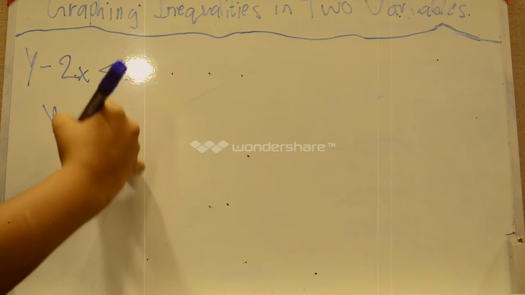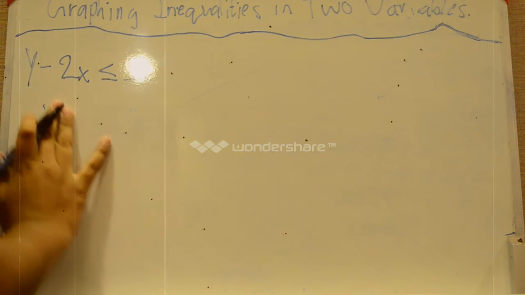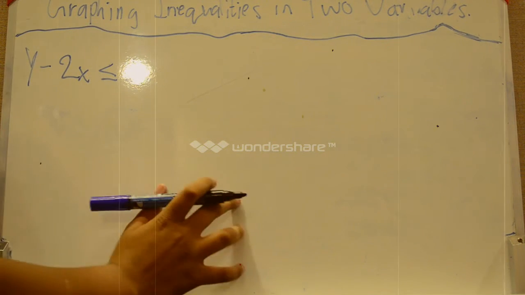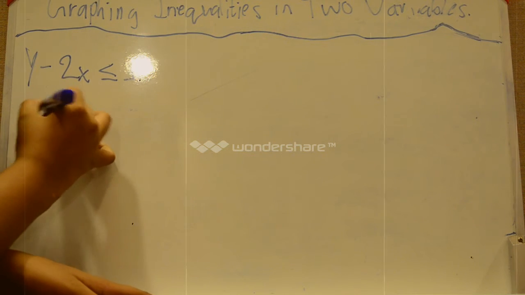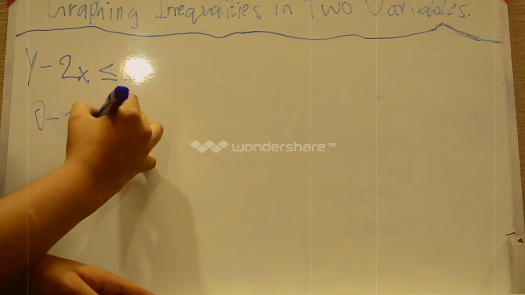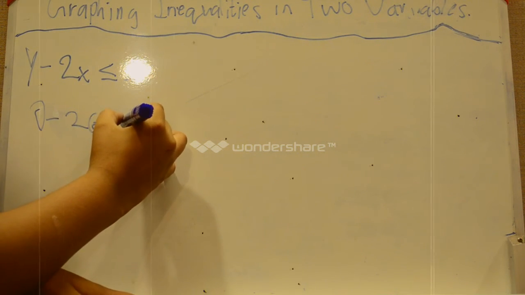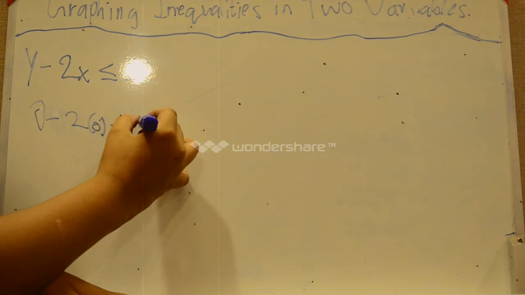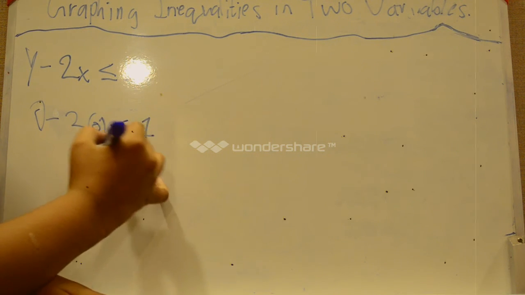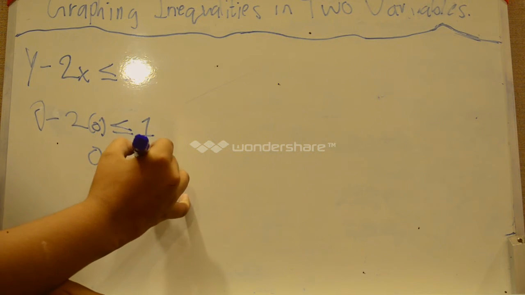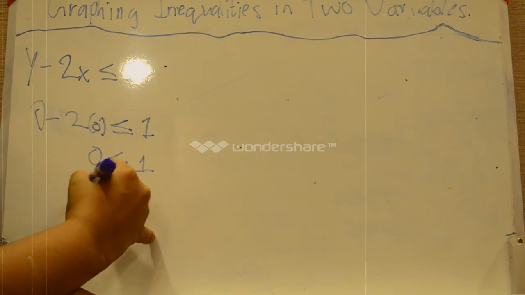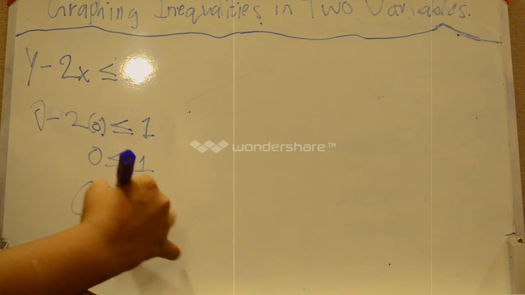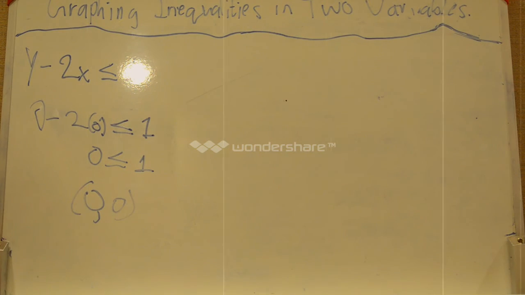So now it is 0 minus 2 times 0 is less than or equal to 1. So 0 is less than or equal to 1. So the answer is 0 and 0. X-axis and y-axis are 0 and 0. That's all.